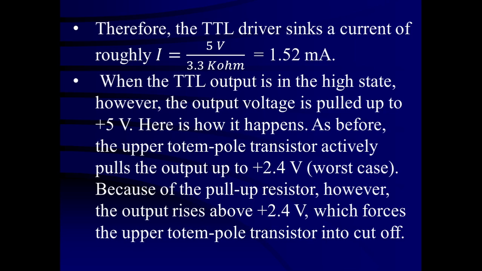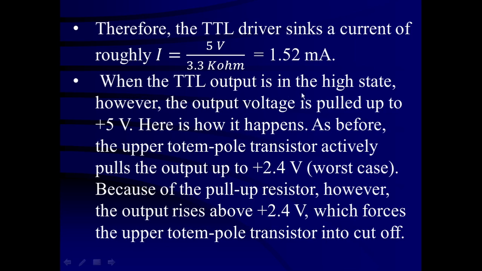But because no current is passing through this resistance, what happens? The lower leg of the resistance is also at 5 volt, as its upper leg of the resistance is at 5 volt. So it will pull up the output voltage of the transistor to 5 volt. So when the TTL output is in the high state, it will raise the voltage from 2.4 volt to 5 volt, which is compatible with the CMOS input, which is required to be greater than 3.5 volt.